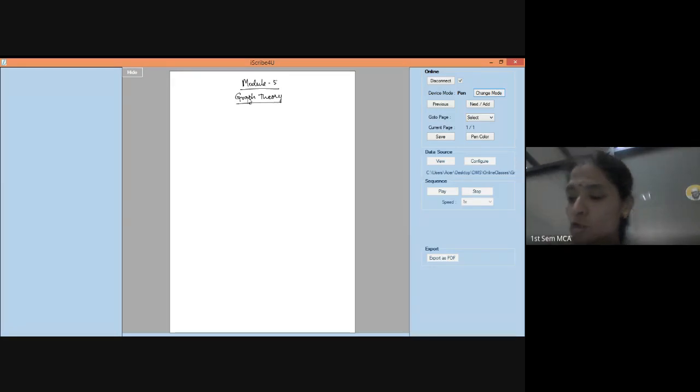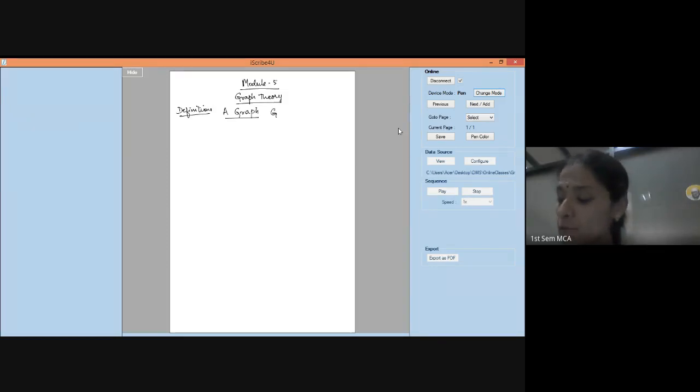Now, as usual, before we go into the problems related to graph theory, let us look at some important definitions. First, let us see how we can define what a graph is. Anyone who has learned about graph theory, can you define what is a graph? Anybody?